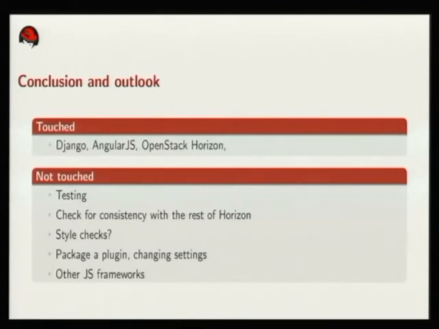You could put in something like a plugin. There are no consistency checks to see if this fits the upstream style. There are no naming checks, of course. And currently, there's no way for upstream Horizon to check if your plugin does what it's supposed to do. We also did not cover how to package something like a plugin. It's just a Python package, but I didn't cover it here. And since JavaScript frameworks are evolving that fast, if I would start a new project, I would probably be looking at something else, or at least do some more research about those kinds of frameworks.